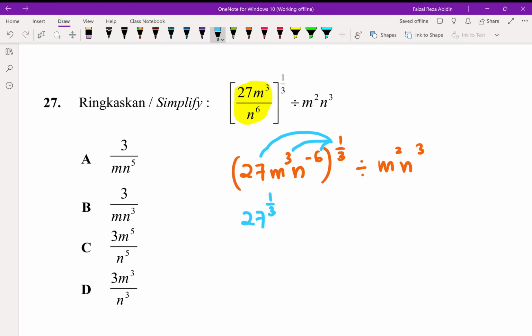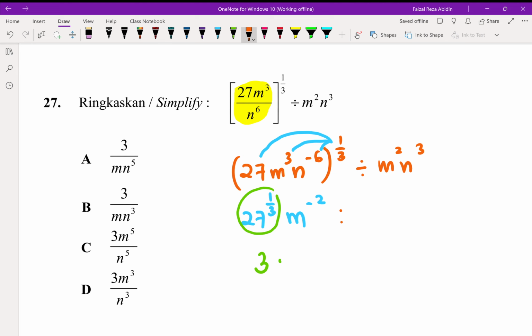Just now, we have 1 over 2, isn't it? Tadi kan? Soalan nombor berapa tadi? Saya lupa. Okay. But what happened to our m here? For our m here, you are going to get times. 3 times with 1 over 3? So you're going to get m only, isn't it? Negative 6 times with 1 over 3? Negative 2. Can class? Okay. So 27 over here. For 1 over 3, you're going to get 3. Am I right? Cube roots of 27. 3.